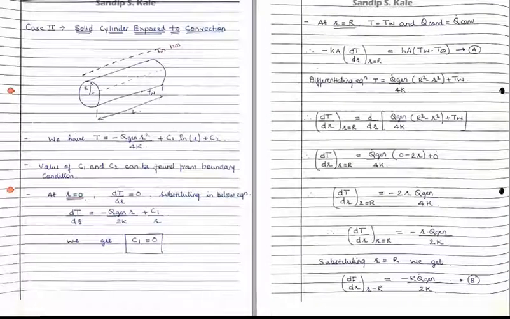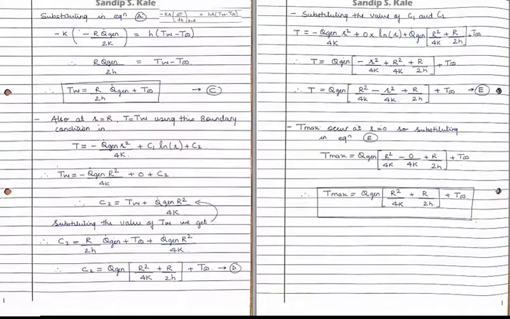But our next task is remaining, that is the maximum temperature. Till now we have found only the value of C1, so we are left with the value of C2. Now we will continue to find the value of C2. For finding the value of C2, we will again apply the boundary condition: at r equal to capital R, T is equal to TW.